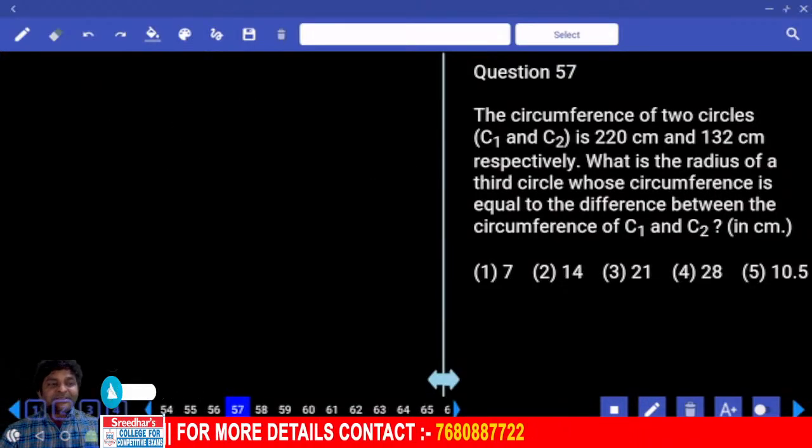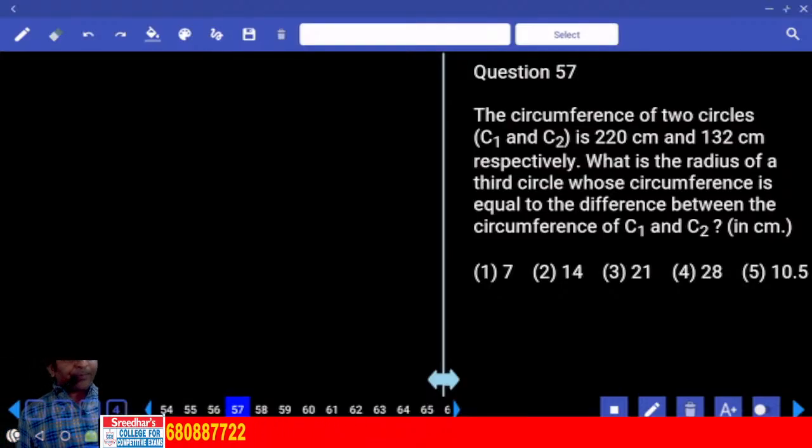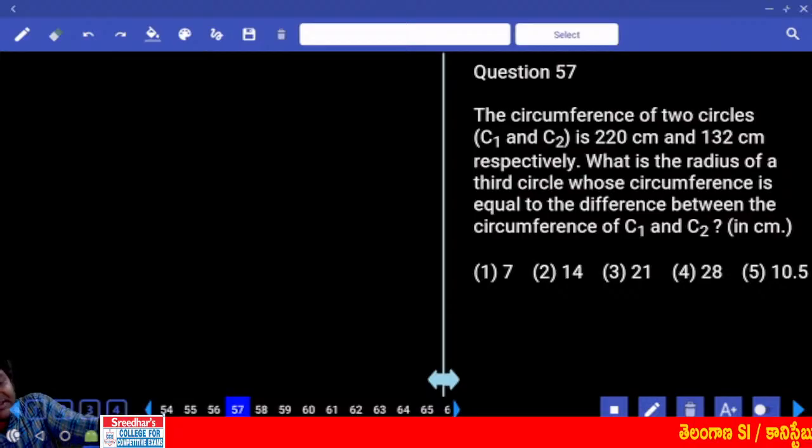The circumference of two circles C1 and C2 is 200 centimeters, 220 centimeters and 132 centimeters respectively. What is the radius of the third circle whose circumference is equal to the difference between the circumference of C1 and C2?